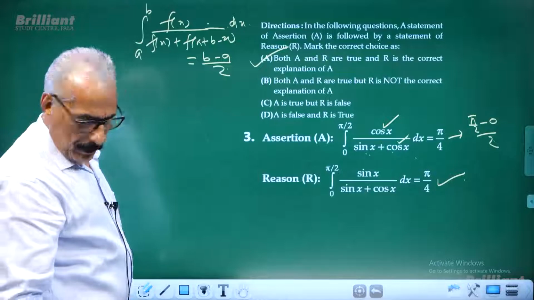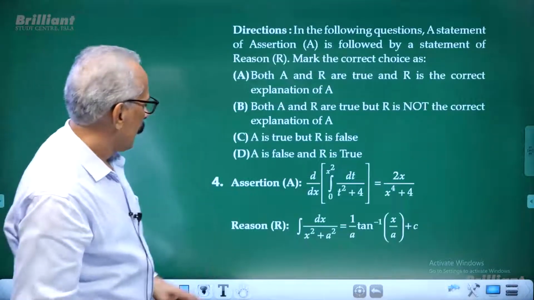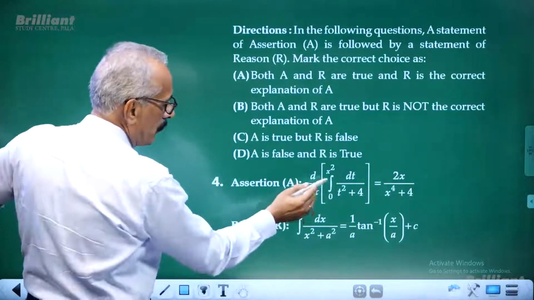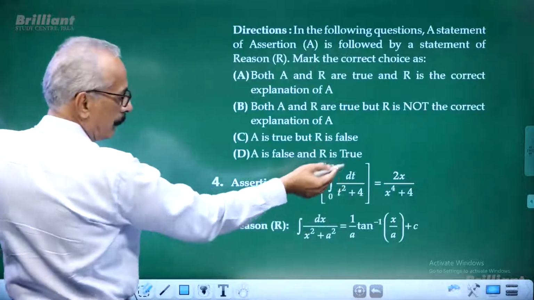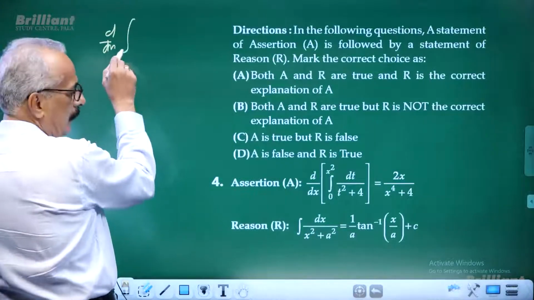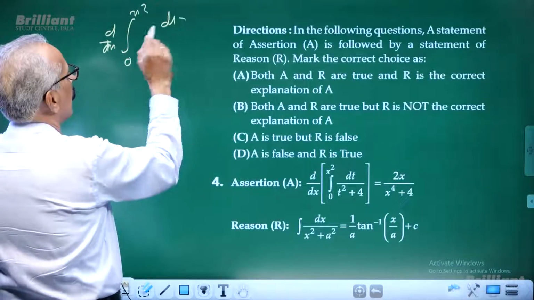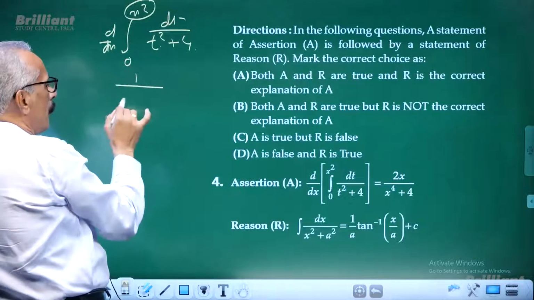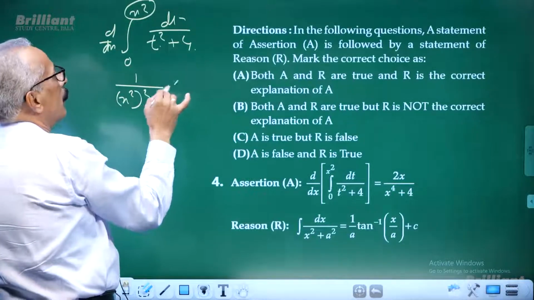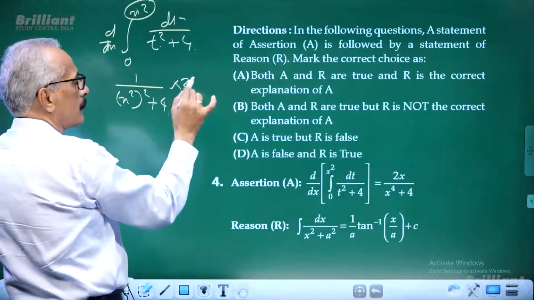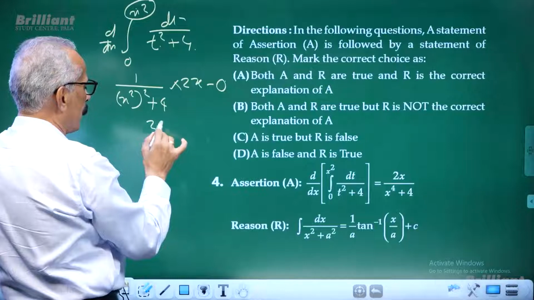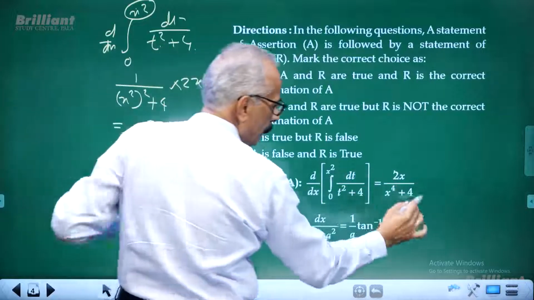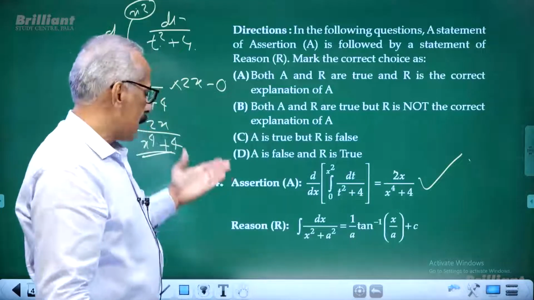On to the next, that is 3, that is 1. Next again, assertion. This is d by dx of, apply Leibniz rule, d by dx of this one. What is it? Substitute the upper limit in place of the variable. You remember? D by dx of integral 0 to x square dt divided by t square plus 4. Substitute the upper limit in place of the variable. 1 divided by x square the whole square plus 4 into derivative of the upper limit 2x minus 0. So this is equal to 2x divided by x raised to 4 plus 4. So the assertion is right.